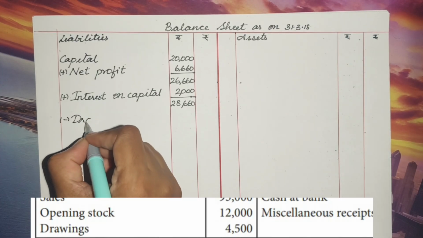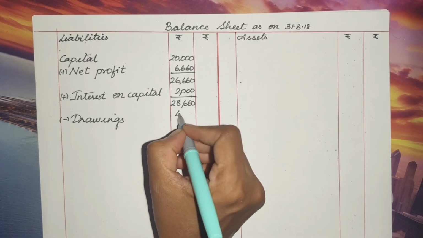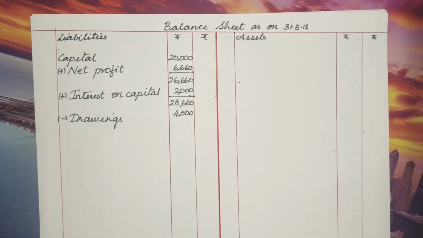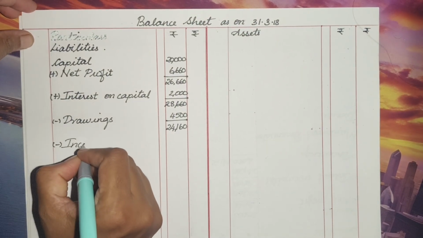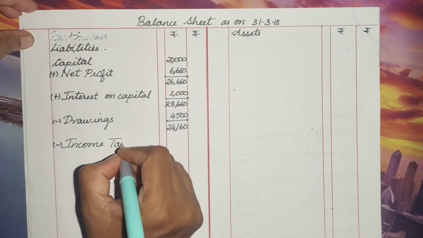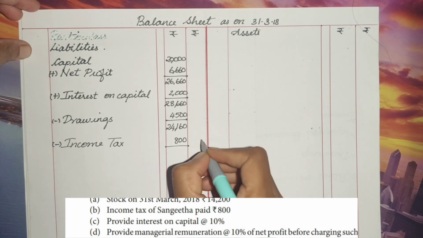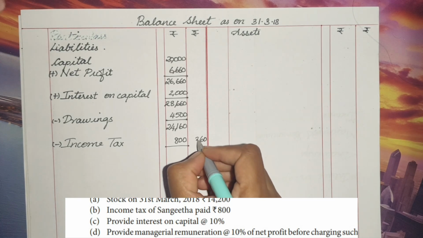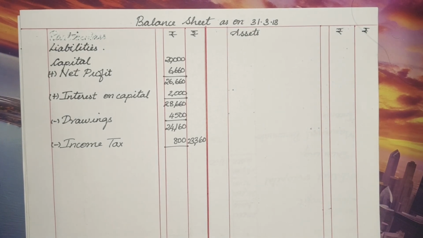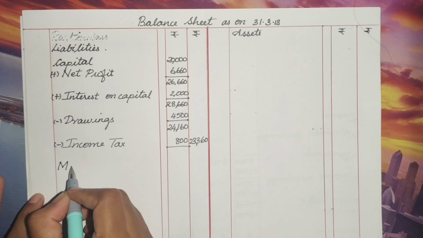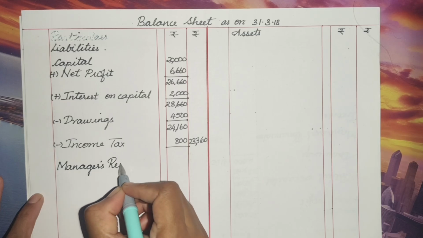Again, I'm going to write this in the inner column because we have drawings to be subtracted. So I write down minus drawings over there and write down the amount of drawings in the inner column, which is 4,500. So subtract 4,500 from 28,660. We get 24,160. Again, put it in the inner column because we have income tax to be subtracted. So next we move on into income tax, which is minus income tax, and the amount being 800, and when we subtract we get the capital as 23,360.